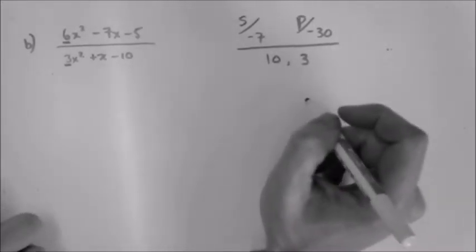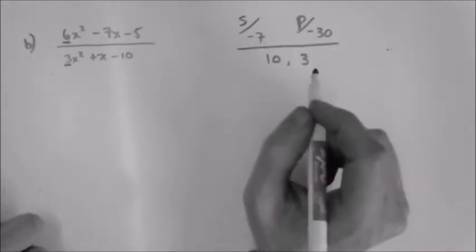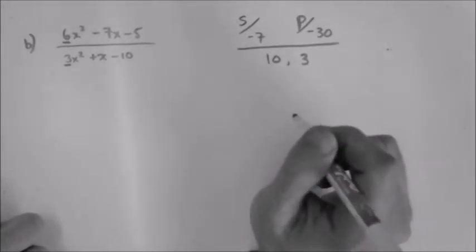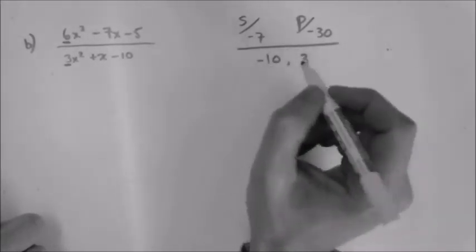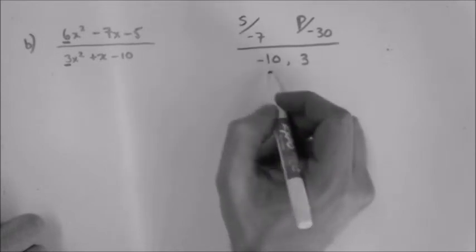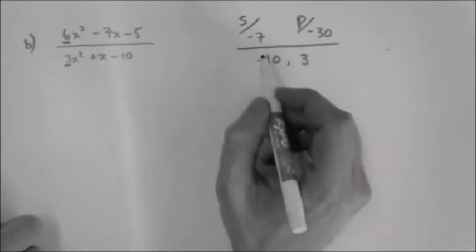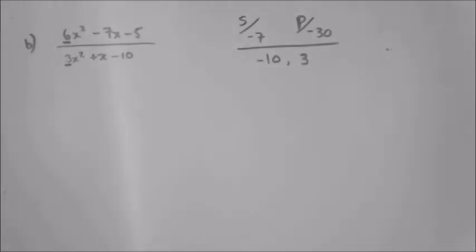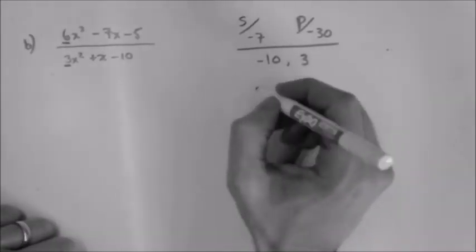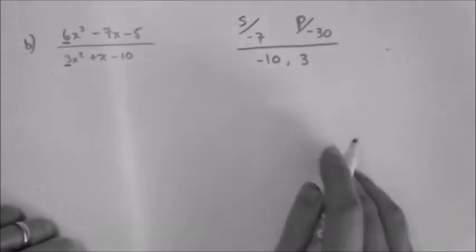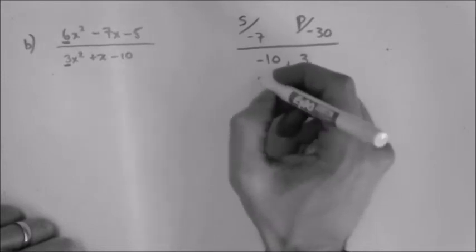Which one is positive? Which one is negative? 3 is positive. 10 is negative, right? The larger number is going to be the negative number. Negative 10 plus 3 is negative 7. So in the numerator, I'm just going to do all this work off to the side because I don't want it in what we're doing.